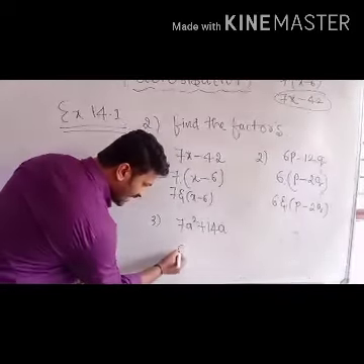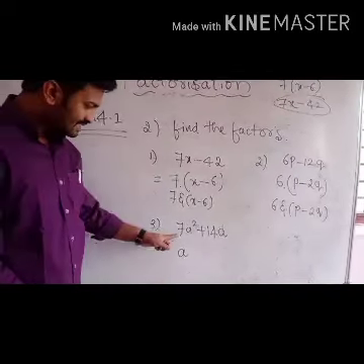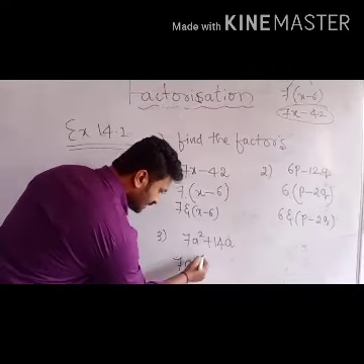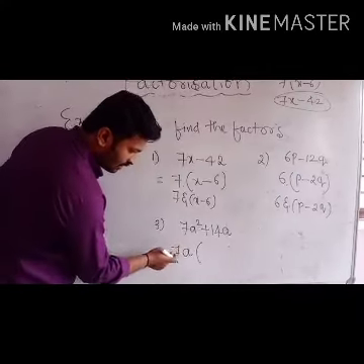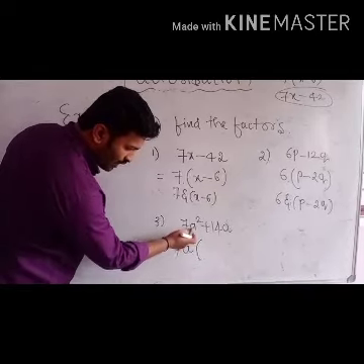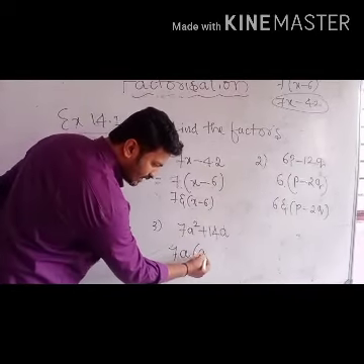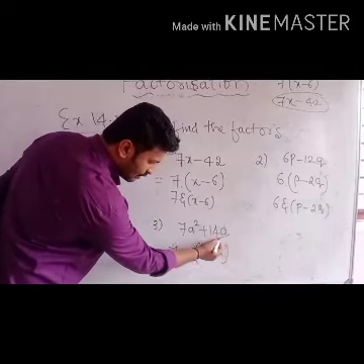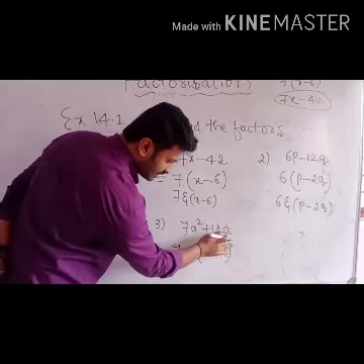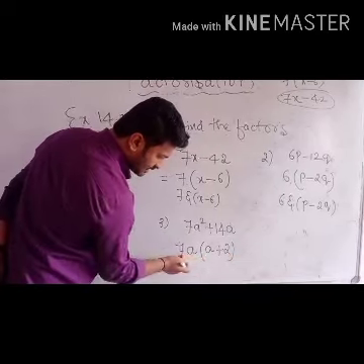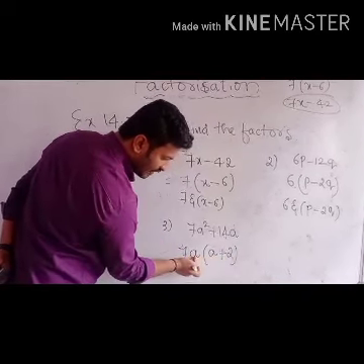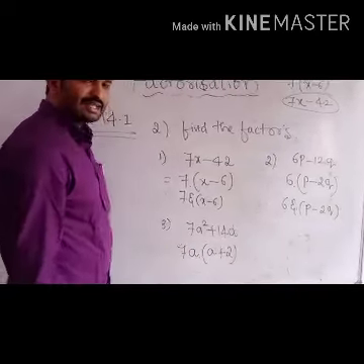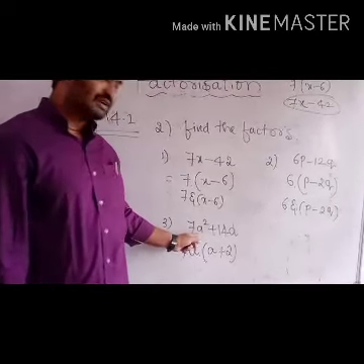I'll take 1a outside. And 7 and 14 are divisible by 7 table. Then 7 already outside, 1a outside. How many a remains here? 1a remains, plus 7 2s are 14. 1a already outside here. Okay, we cannot write a here. 7 2s are 14. A already outside. 7a and a plus 2 are the factors of this given binomial.